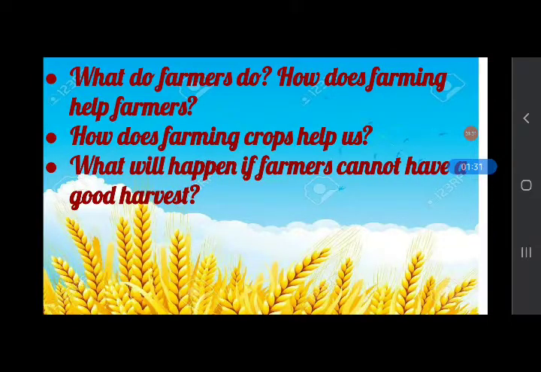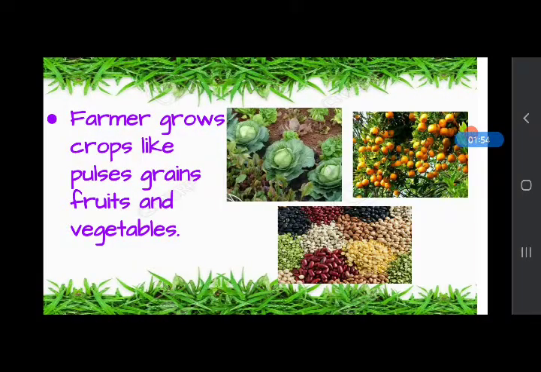So, help farmers. How does farming crops help us? And what will happen if farmers cannot have a good harvest? You can answer by yourself. Try to answer these questions. If you don't know the answers, you can study the block again. But don't copy, only study the block and answer these questions. So, what do farmers do?